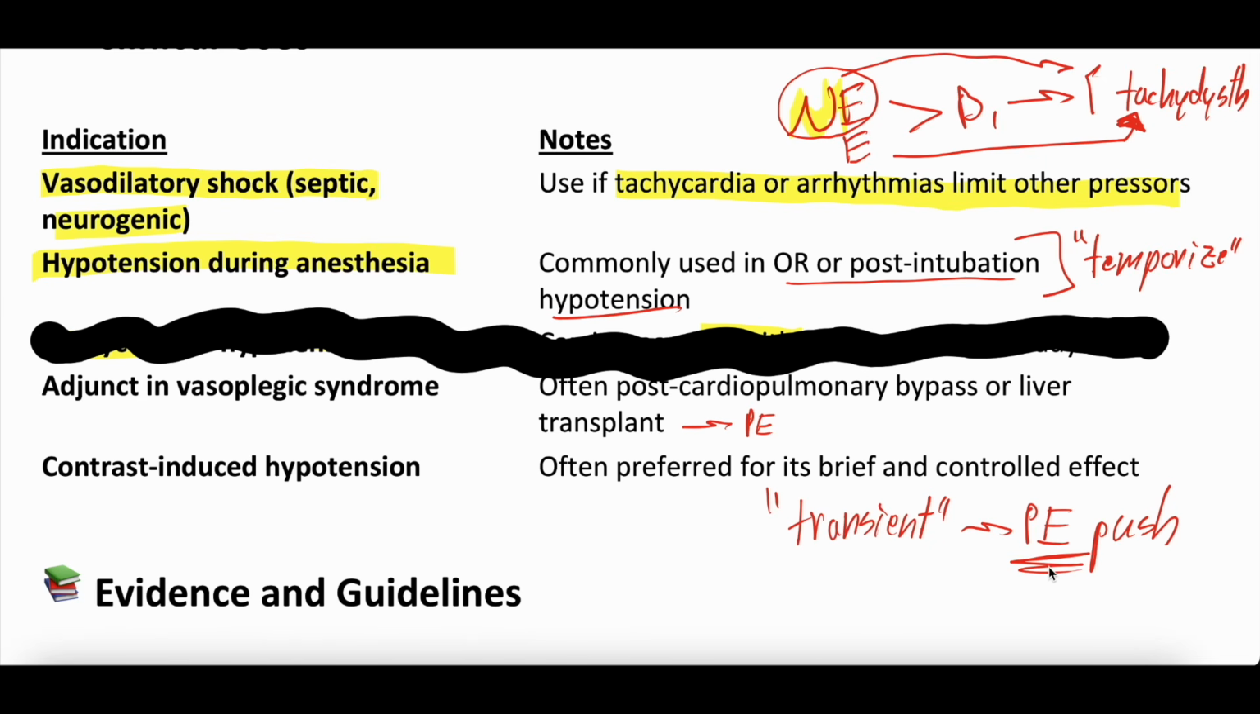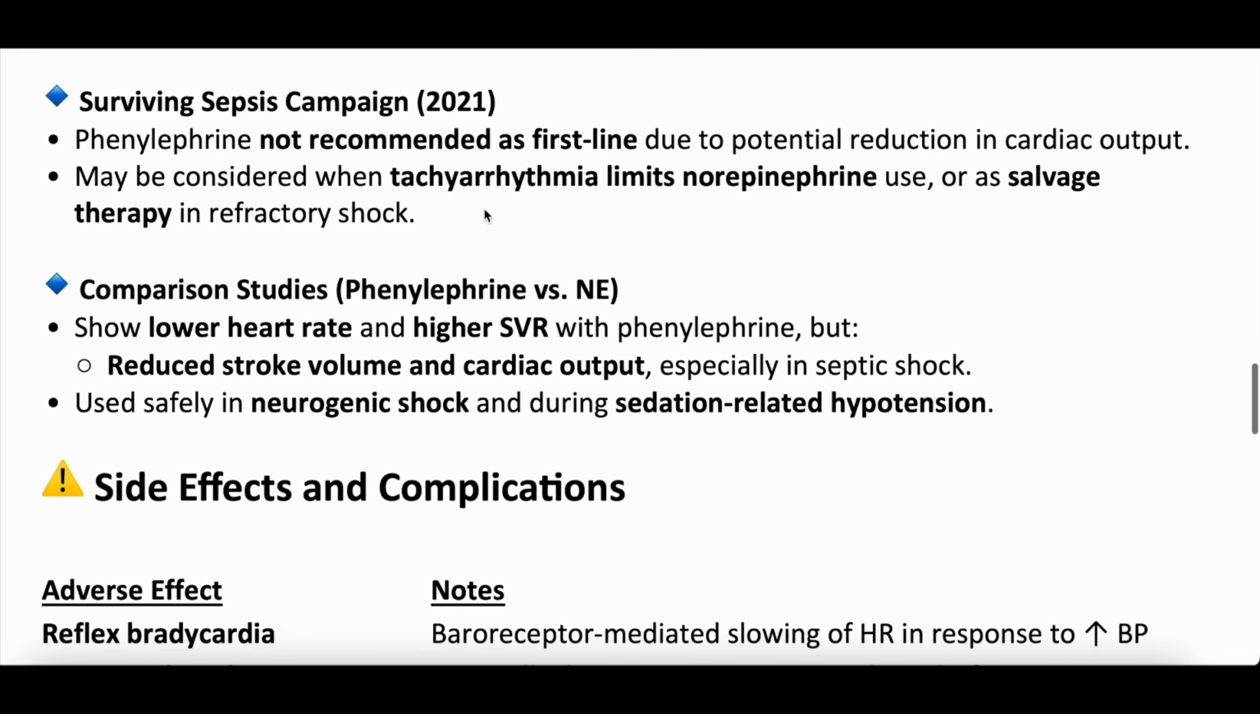Okay, when it comes to vasodilatory shock, realistically this is sometimes a third or fourth line vasopressor rather than a first or second line. The evidence here: the Surviving Sepsis Campaign for septic shock does not recommend phenylephrine as first line because it may reduce cardiac output. Remember we talked about that. It's pure alpha 1, so it increases afterload, and by increasing afterload, this can sometimes reflexively decrease cardiac output, which can be really detrimental in these patients.